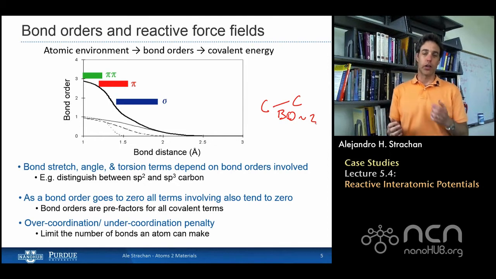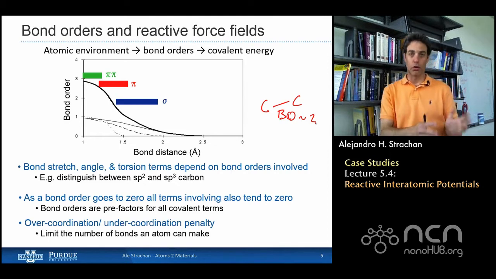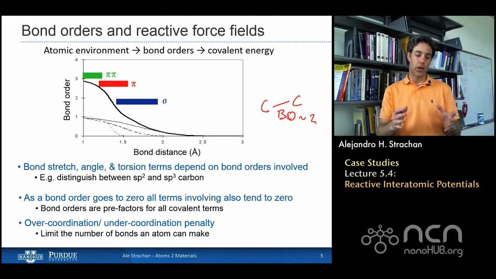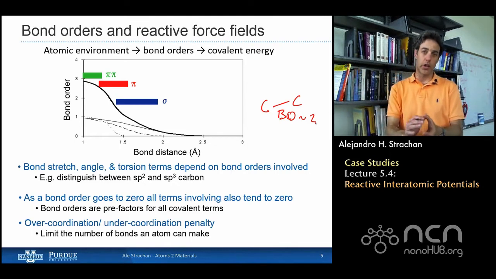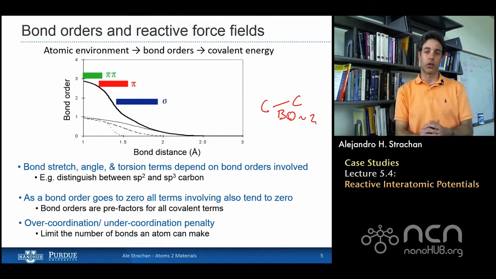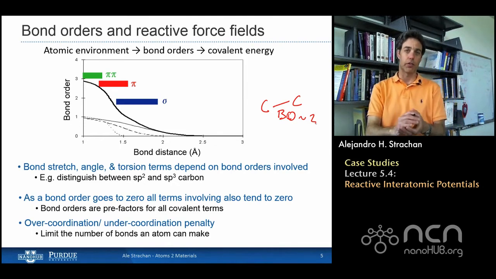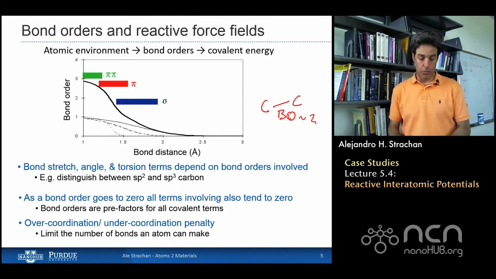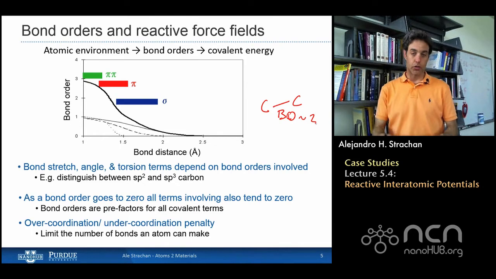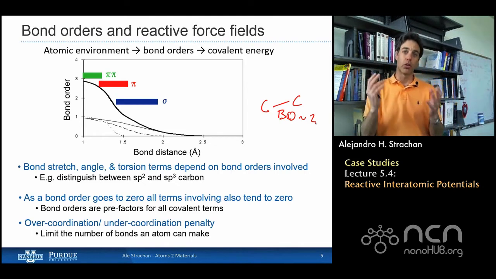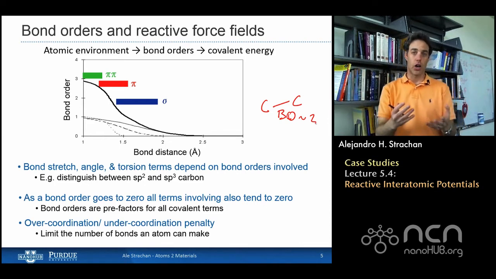And finally, there's a term that's called over-coordination or under-coordination penalties, and that's an overall energy of the atom that penalizes the atom if the total bond order on that atom is too big, and that makes sure that every atom makes as many bonds as it needs to make and not too many. Okay?